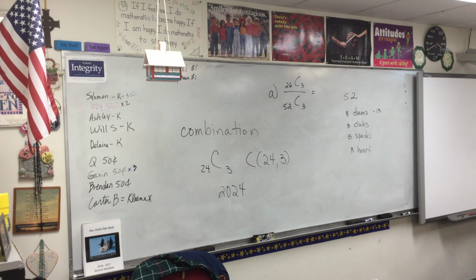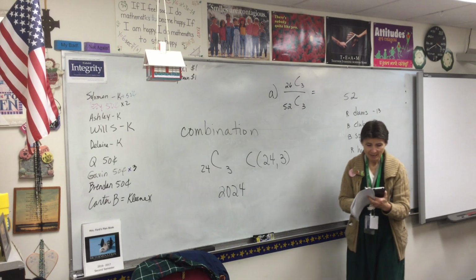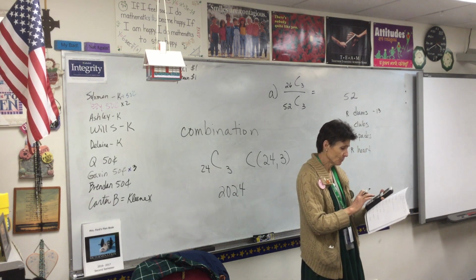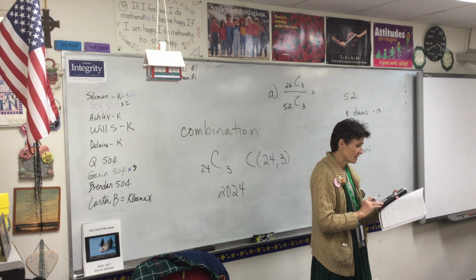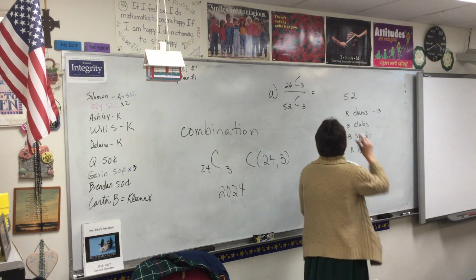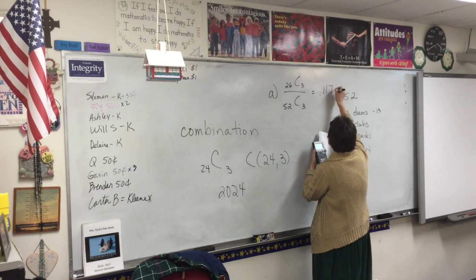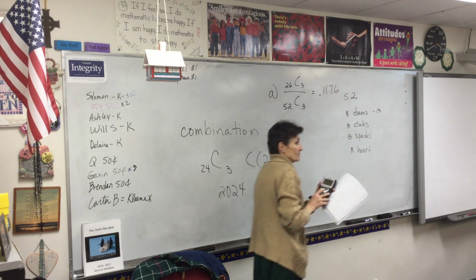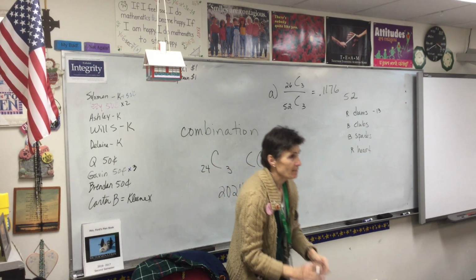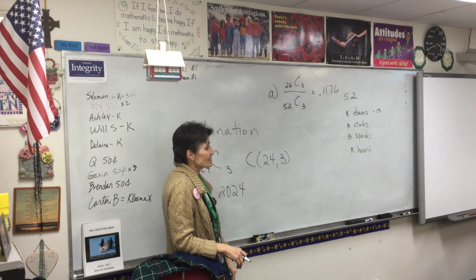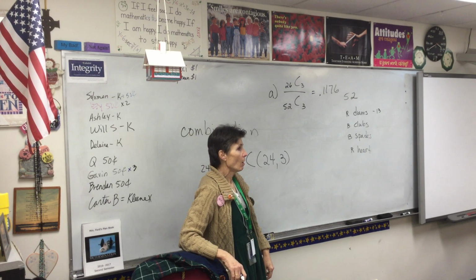You don't need to do anything like that. We're just going to do 26 math. Click across to prob, down to NCR, 3, divided by 52 math. Across the prob, down to NCR, 3, equals. And you should have gotten 0.1176. Yep. Okay? So that's the probability of getting all black.